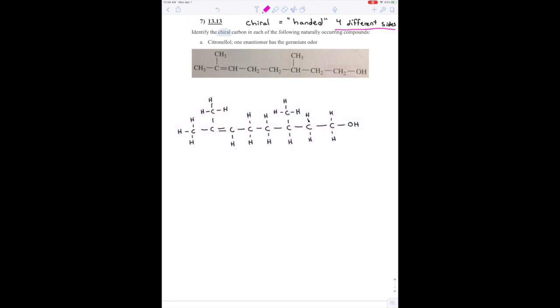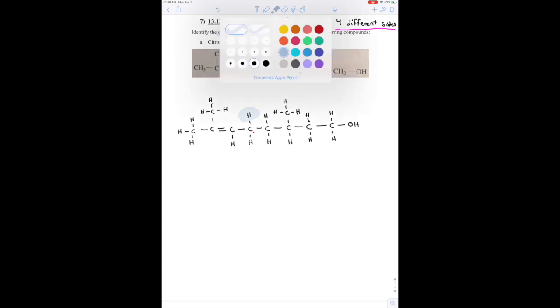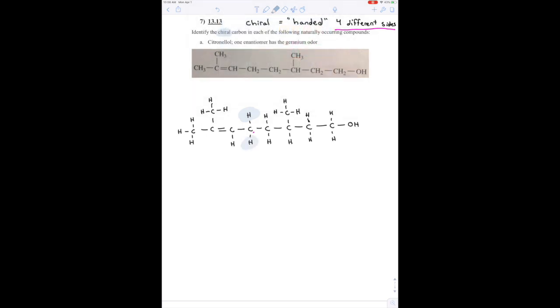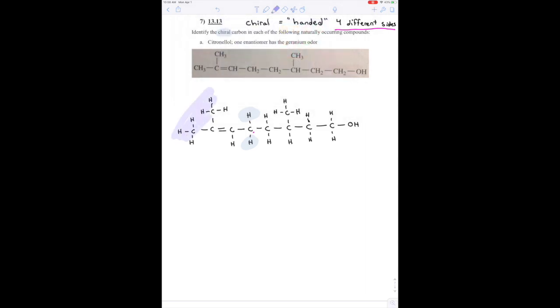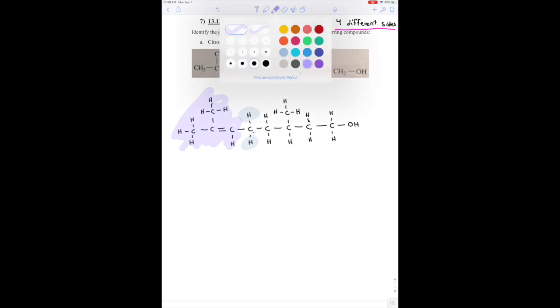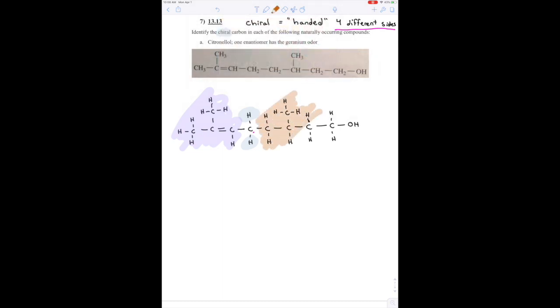4 different groups. Okay, let's see if this is chiral. Well, we have hydrogen. That's one thing. We have another hydrogen. That's a second of the same thing. We have this gigantic group here, which is definitely different. And then we have this gigantic group on the right, which is different. But you can see that that's only 3 different things. There are only 3 different colors here. And so that is not chiral. You need to have 4 different things, 4 different groups bonded to a carbon in order for the carbon to be chiral.